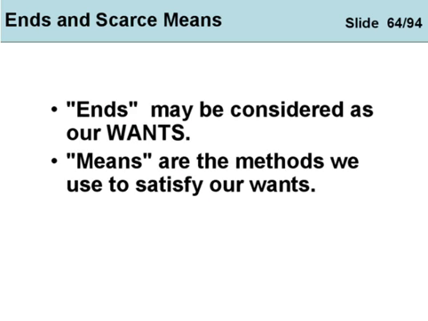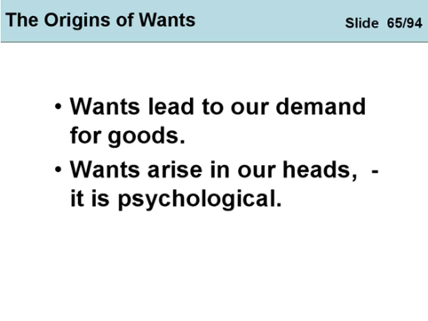Wants lead to our demand for goods. Wants arise in our heads. It's a psychological thing. It's to do with what we want, and what we want is the satisfaction of our biological and cultural needs. And we do this with a range of goods.